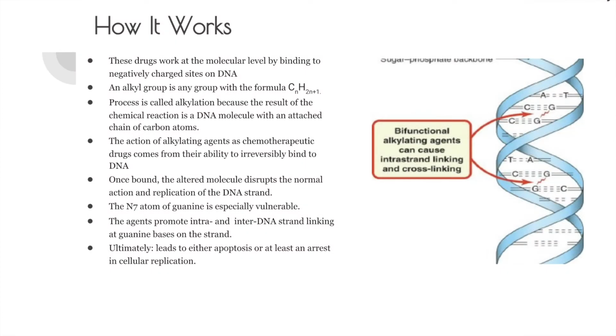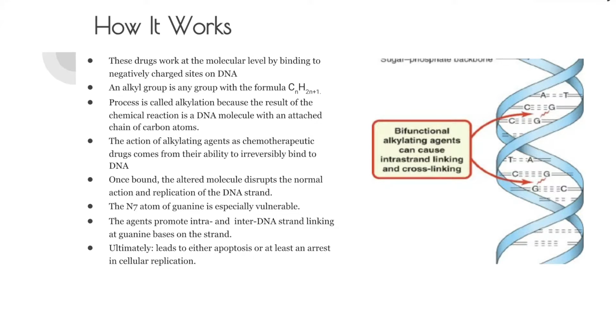Alkylating agents are some of the first chemotherapeutic drugs created and are still used to this day. These drugs work at the molecular level by binding to negatively charged sites on DNA such as oxygen, nitrogen, phosphorus, and sulfur atoms. An alkyl group is any group with the formula CnH2n+1. So for example, a methyl group, propyl group, or butyl group would all be considered alkyl groups.